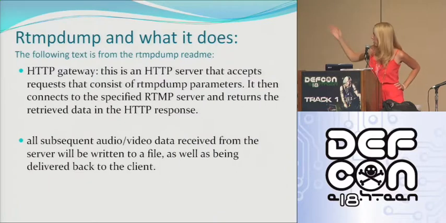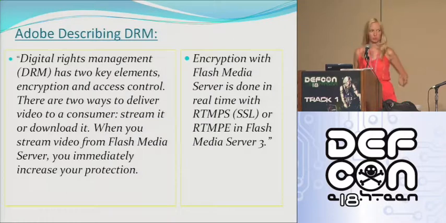Let's see what RTMP dump does. This is from the man page of RTMP dump. So this is an HTTP server that accepts requests that consist of RTMP dump parameters. It then does the handshaking, and then it passes the file down to the client. And this is also just from Adobe's website, them talking about DRM. They're describing DRM there as two elements: encryption and access control.